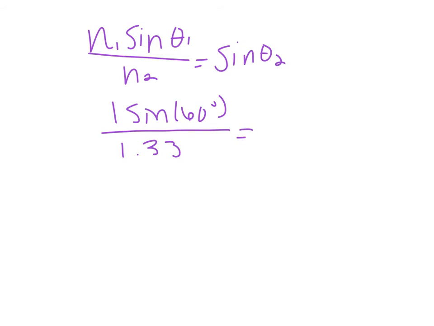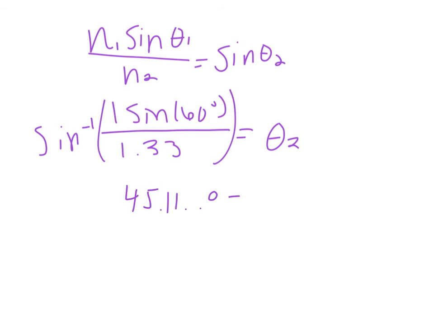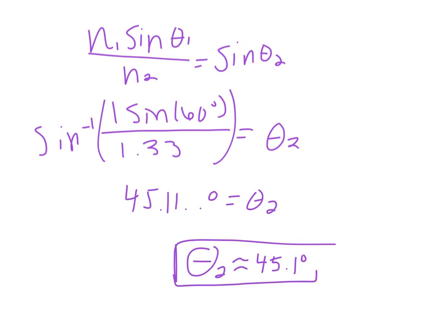1.33. And if we just combine this all in one step, so the inverse sine of all of that equals theta 2, we get 45.11, keeps on going, degrees. Again, it's still less than the incident ray, that makes sense. So if we're in water instead of ice, theta 2 is about 45.1 degrees. If that makes sense, we're fine. You can stop now. I'll do 2 more examples in case you want to see those.